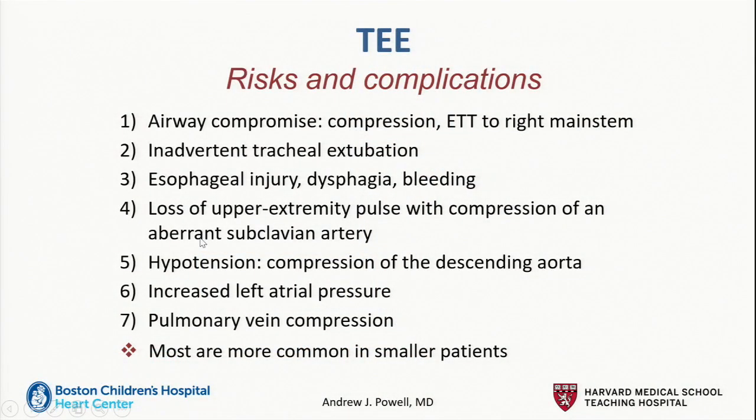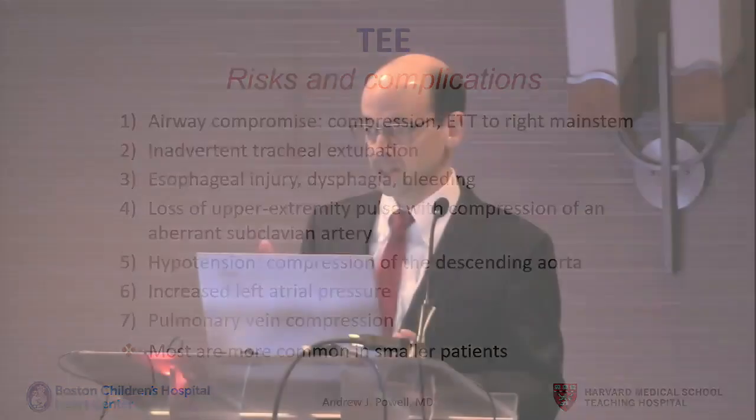Esophageal injury, dysphagia, bleeding, loss of... People love this one, and I guess it does make for a reasonable test question because it combines things, but some anatomy and some physiology and some imaging all into one question. But loss of upper extremity pulse with compression of an aberrant subclavian artery. So aberrant subclavian arteries go retroesophageal. Your probe is going down the esophagus, so you may compress that aberrant subclavian artery, decreasing blood flow through there and leading to loss of pulse in the extremity, the upper extremity that's being supplied by that subclavian artery. So it could be from an aberrant right or an aberrant left, depending on the anatomy.